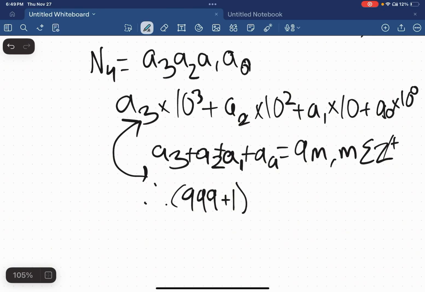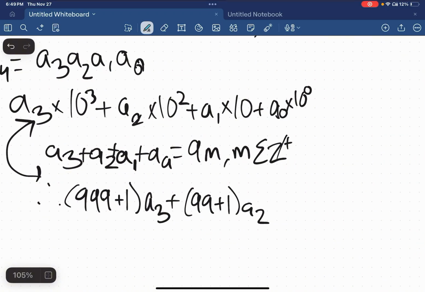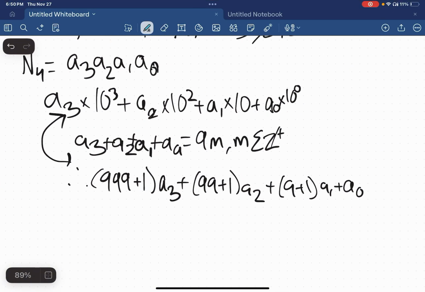10 cubed is equal to 1,000, so we can just make that like that, right? And we can do the same thing for A2 times 10 to the second, except that's going to become 99 plus 1 plus 9 plus 1 plus A to the 0. Okay.